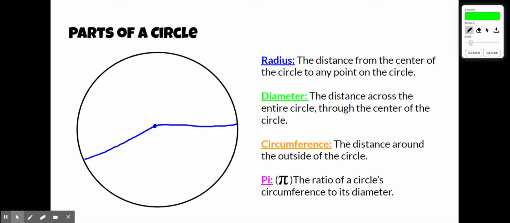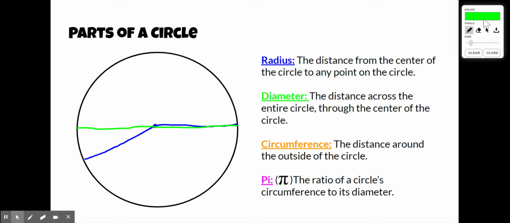The next part of the circle that I want to talk about is the diameter. So the diameter of the circle is the distance all the way across the circle through the center. So instead of going halfway, the diameter goes from one side of the circle to the other and is a straight line right through the center. So you can tell by looking at this that the radius here is half the size of the diameter completely across. And that's going to be important in the next part of the lesson.